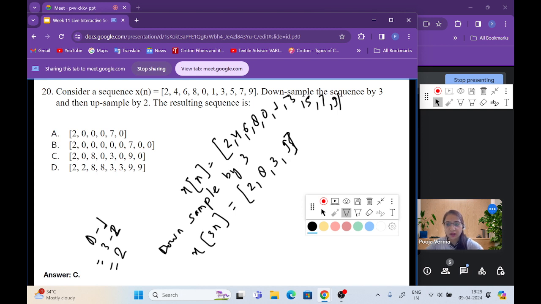After downsampling, now what we need to do? Upsample by 2 in the resulting sequence. So that is x of 3n divided by 2.